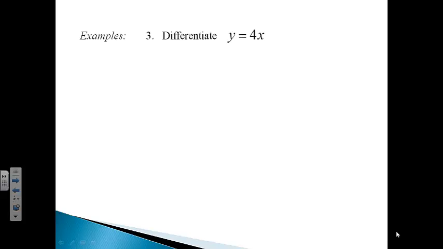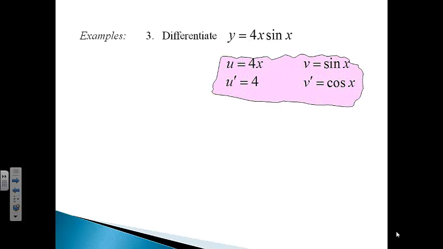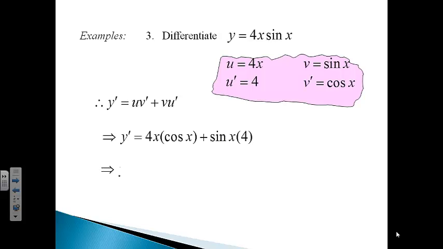Let's do another example. 4x times sine x. The first term is 4x, the second term is sine x. The derivative of 4x is 4, the derivative of sine x is cosine. There's the product rule. Plug the numbers into the proper spots, simplify, and you're done. All right, that's it. That is the product rule.